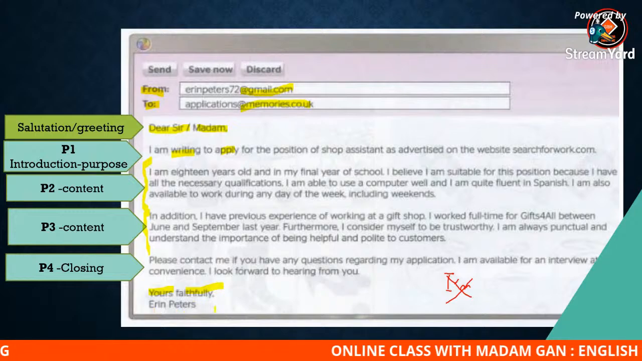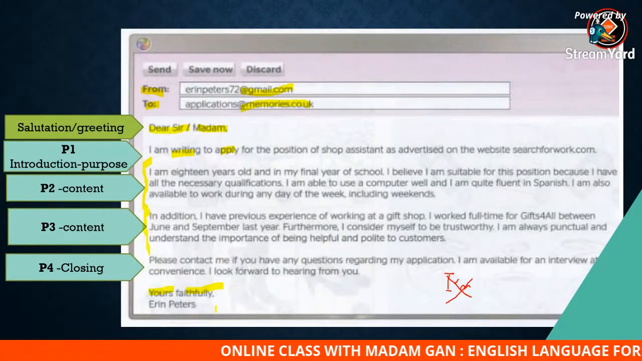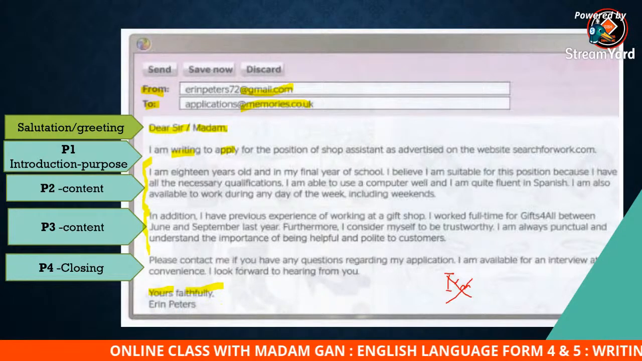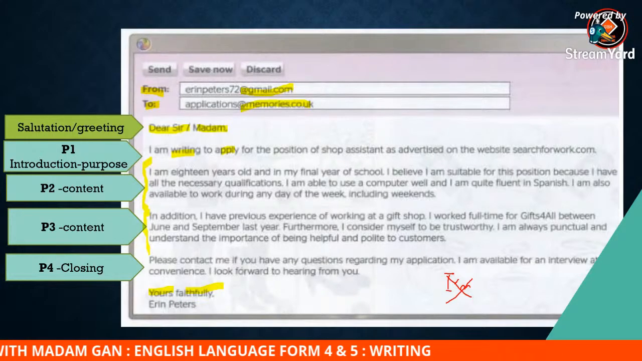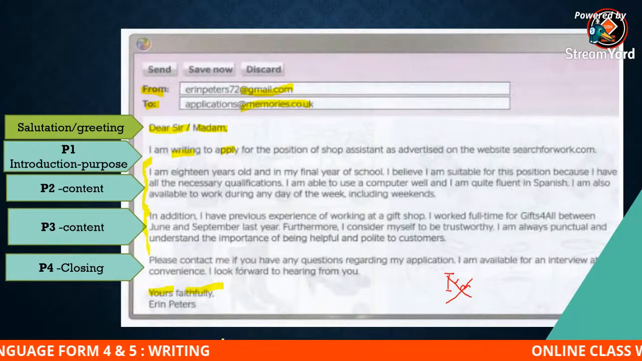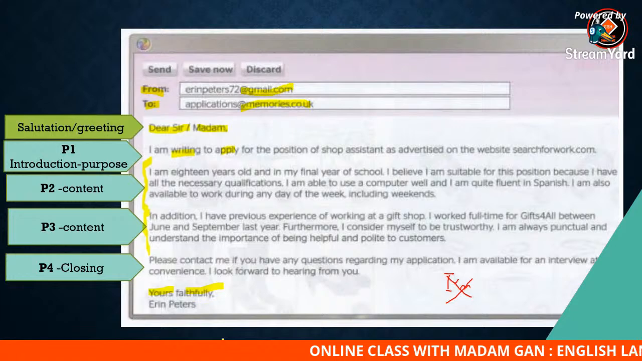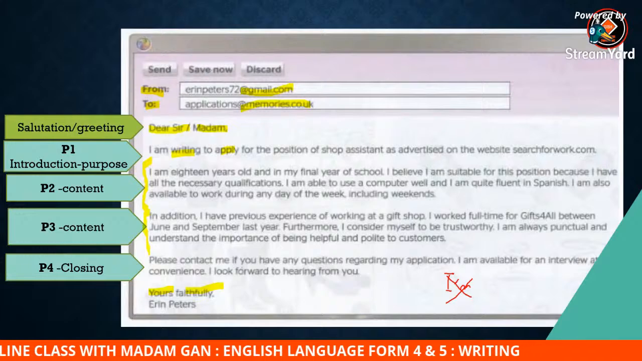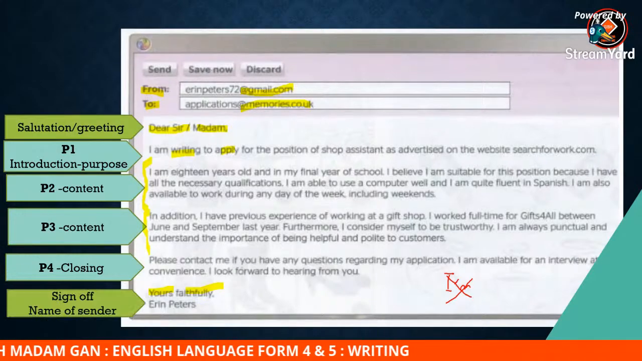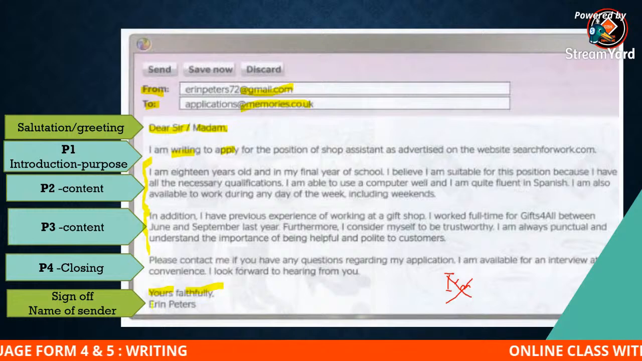Erin Peters. Okay, so are we clear with the format for formal and informal letters and emails? Do I have questions? So far, I can see about 4 or 5 only watching online. It is okay. Don't be shy. You can ask questions. Okay, next. Yeah, okay. This is sign off. So remember the name of the sender must be there.